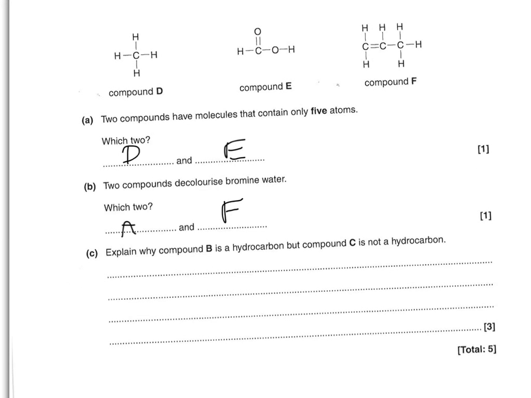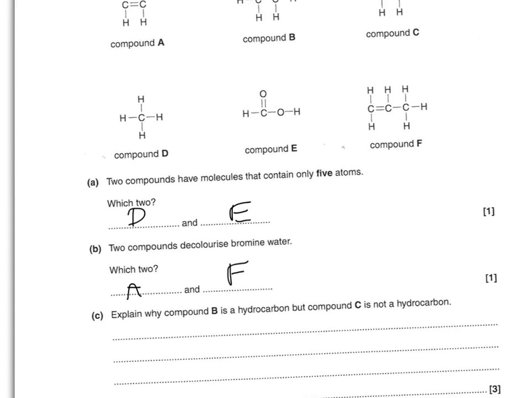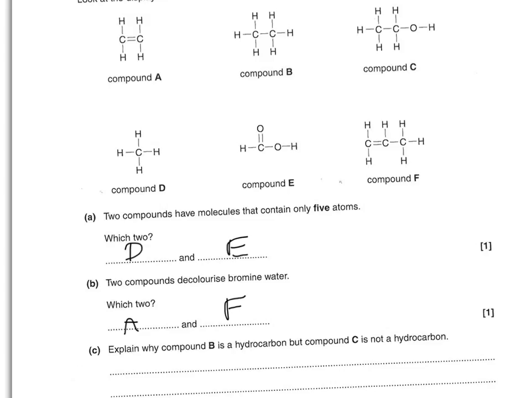Explain why compound B is a hydrocarbon but compound C is not a hydrocarbon. That's just 3 marks, hopefully 3 fairly straightforward marks. So compound B is a hydrocarbon because it's made up of hydrogen and carbon only. You get a mark for saying it's made of hydrogen and carbon and a mark for saying only. The third mark is saying why C is not a hydrocarbon, and that is because it contains oxygen. That'll get you your third mark.